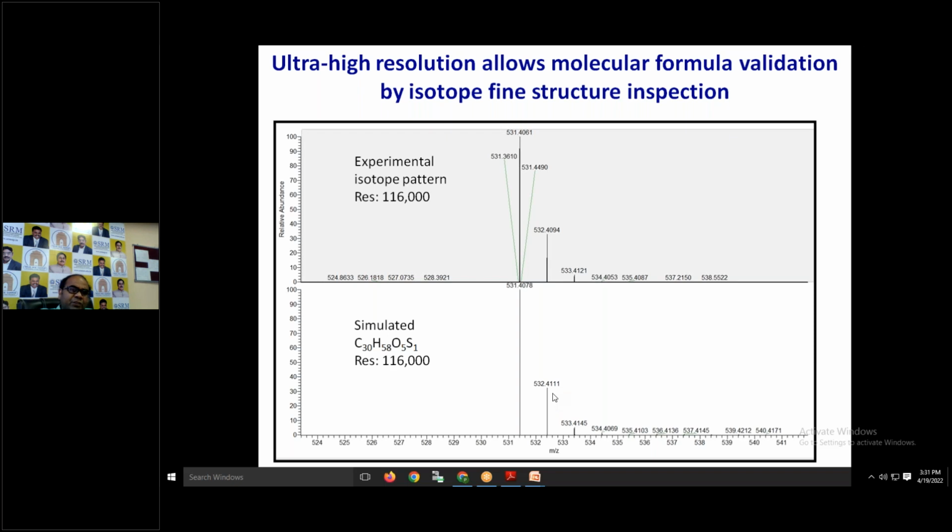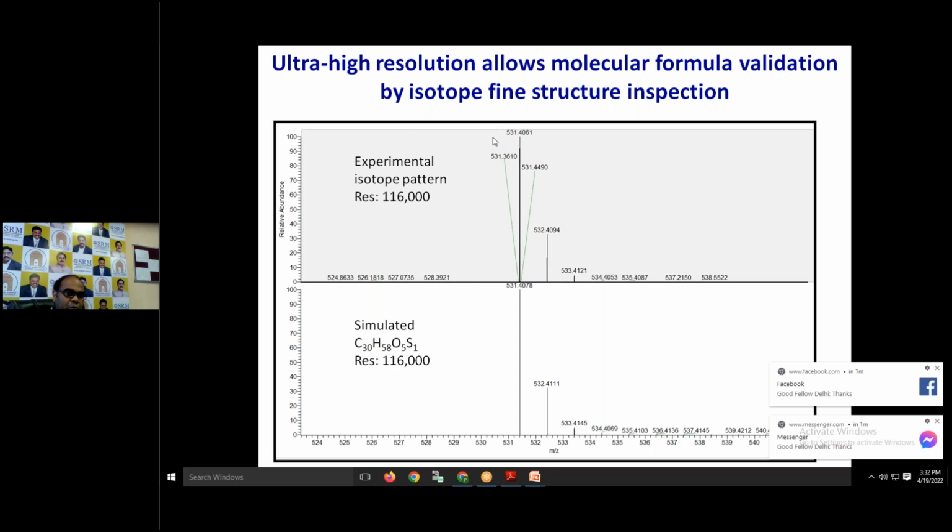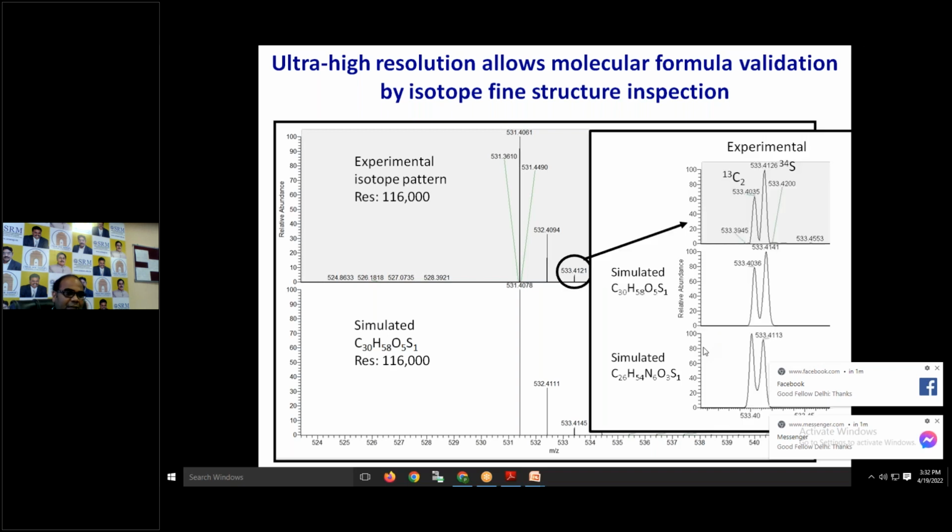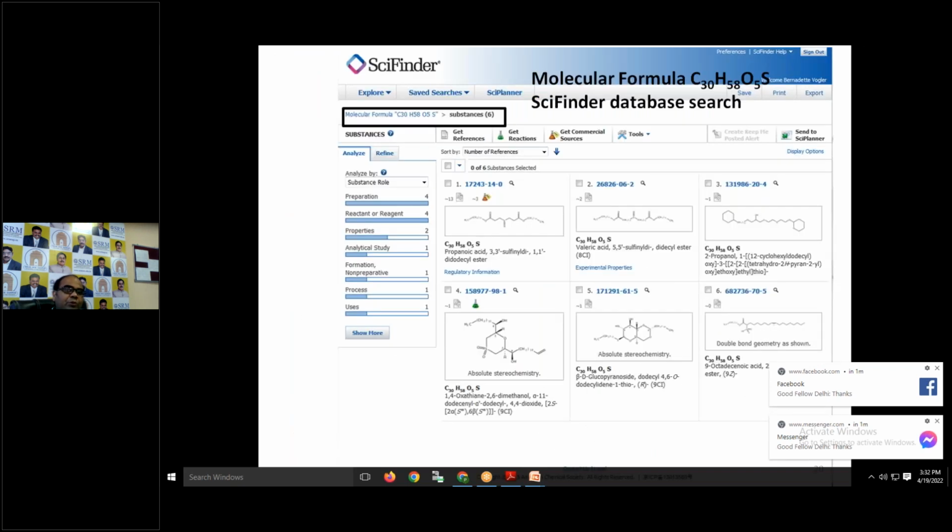Coming to ultra high resolution, it allows molecular formula determination by isotope fine structure inspection. Sometimes isotopes are also present, so those isotopes can also be identified. As you can see here, 3 isotopes are there, nearly 531.3610, 531.4490, 531.4061. These are well mixed and give this one. Particularly these 3 peaks together give rise to this one, right? In this way, we are going to know the presence of the particular compound, contaminant, or exposome.